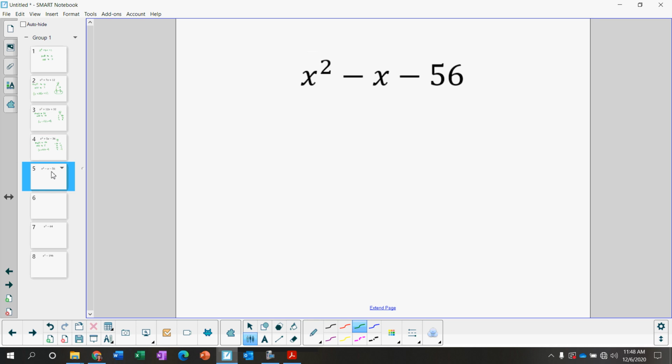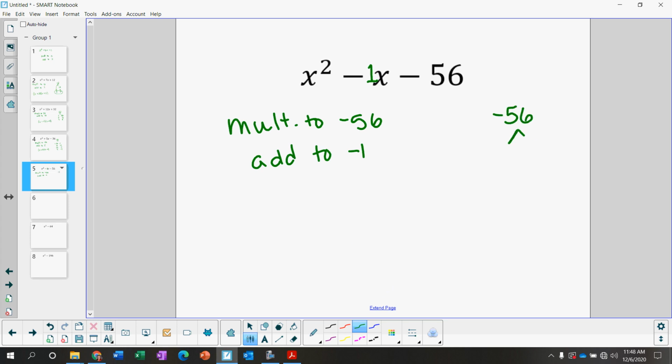All right, last one of the normal factoring. We're going to multiply to negative 56 and add to, there's really a 1 here, right? So negative 1. So this tells me the bigger number is going to be negative.